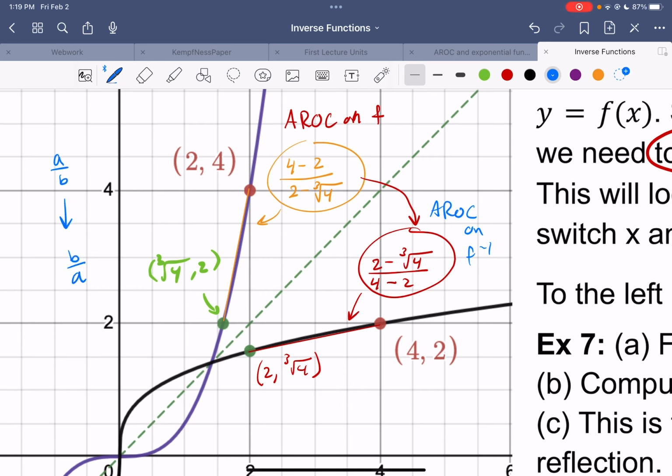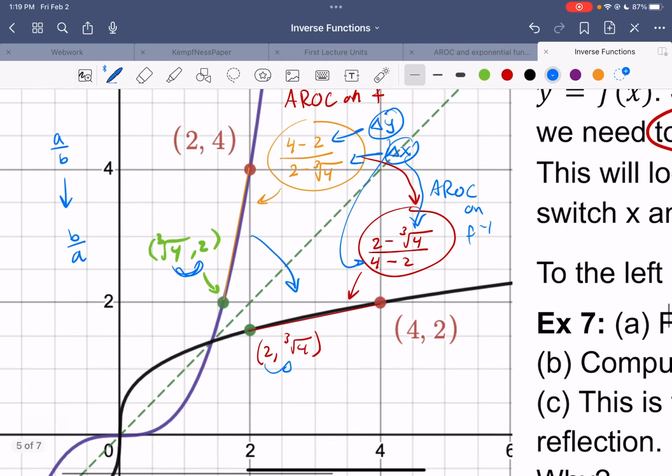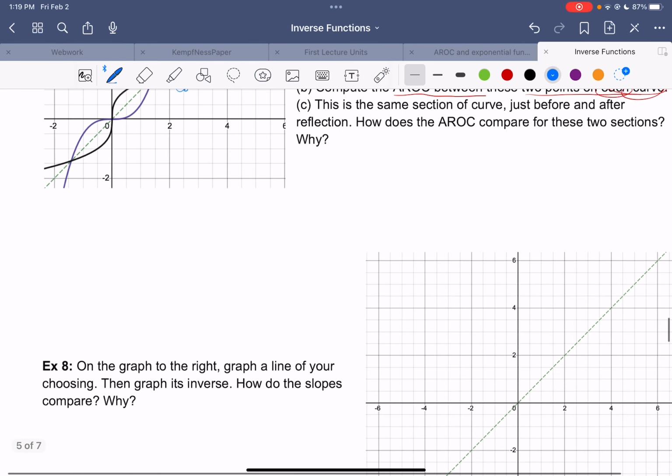And you know why that happened? It's because this is a change in y, and this is a change in x. And when we do this reflection here, we're switching y and x. So this y becomes the denominator. It's called x now. And this x becomes the numerator. It's called y now. All right, there's nothing too deep happening here. We switch x and y, which flips over the slope. Okay? And we can see that with lines.